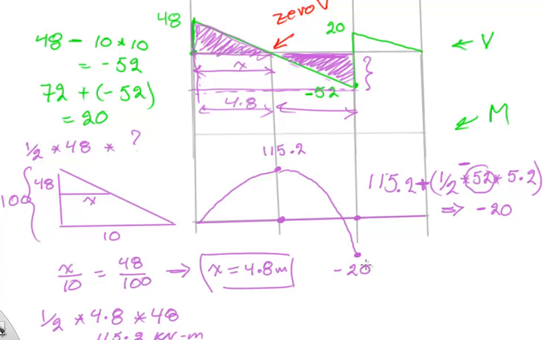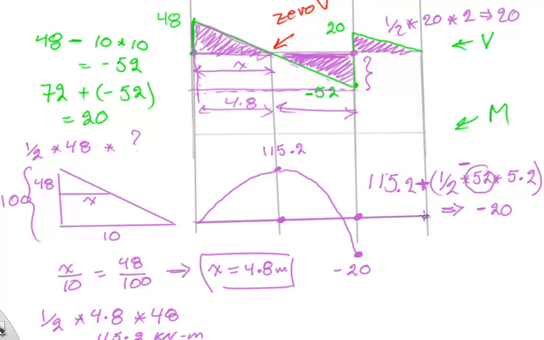Now, if you're confused about this 20, the moment at this point, it's either the summation of the areas before or the summation of the areas after. So what is the area of this triangle? Okay, the area of this triangle is 1/2 multiplied by 20 multiplied by 2, and that should give me a 20.